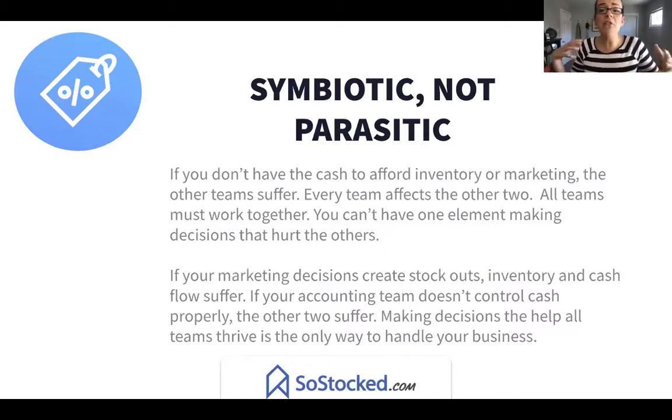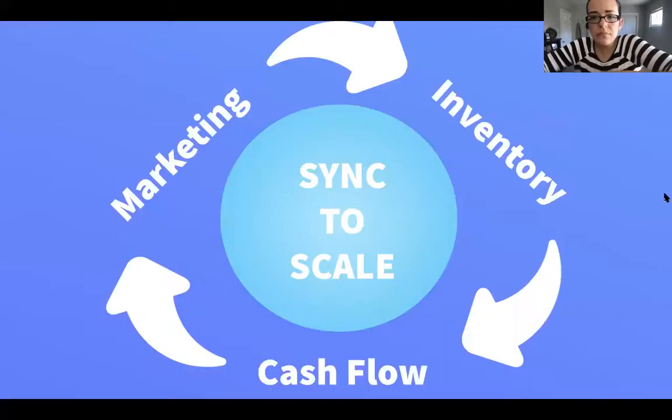as well. So every single, and then if the inventory team doesn't get their orders in on time, the marketing team then doesn't have anything to sell, and that hurts the cash flow as well. So you see how they all need to be symbiotic or working together, not parasitic, one feeding off of the other and the other's suffering, right? Because then they all basically suffer at that point. So again, marketing, inventory, cash flow, syncing all of these to scale your business.